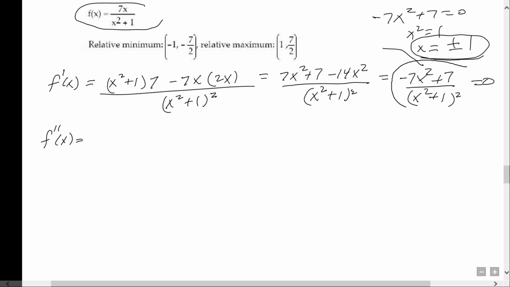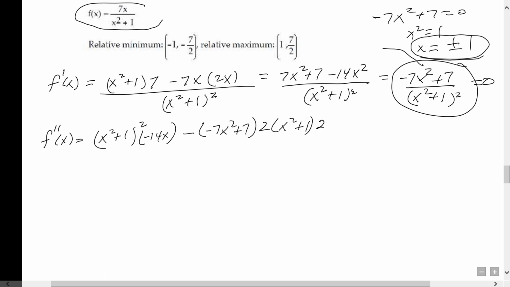and looking at this function, taking the first derivative of the first derivative is the second derivative, we get the bottom, which is x squared plus 1 squared, times the derivative of the top, which is minus 14x, minus the top, which is minus 7x squared plus 7, times the derivative of the denominator, which is 2 times x squared plus 1, times 2x, remembering the chain rule, all divided by x squared plus 1 quantity to the fourth power.